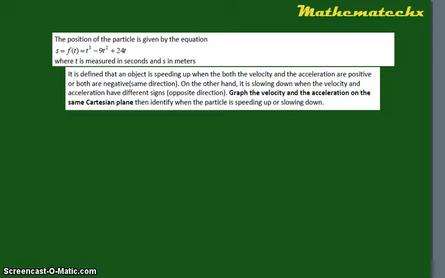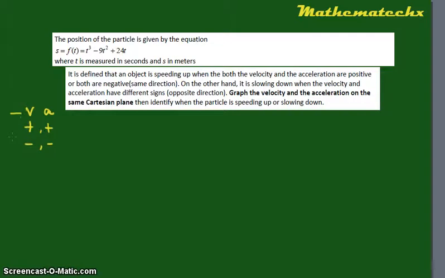In this case, it's already defined that the object is speeding up when the velocity and the acceleration have the same signs, meaning they're either both positive or both negative. So you should have positive, positive, negative, and negative, for velocity and acceleration.